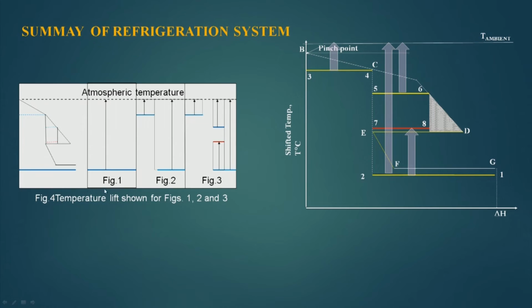This is the summary. Here in the first figure, all the heats were picked up at this level and rejected to the atmosphere. In the second figure, we broke down this to two temperature levels, this and this. Then we lifted this heat from here to here and this amount of heat from here to here. So, the lifting was less. So, this was improvement over this.